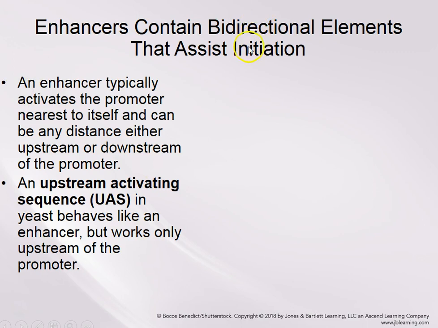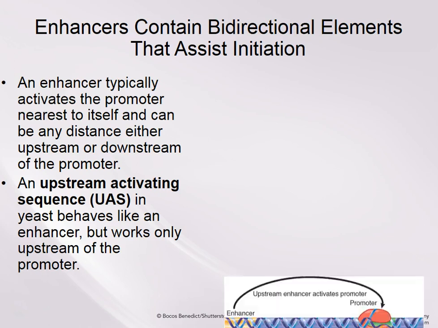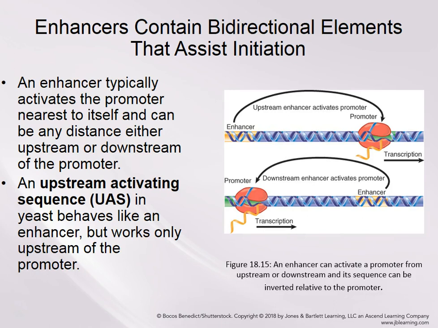And then finally we have these enhancers. So the enhancer, like we talked about a little bit earlier, is really a second type of site that's also involved in transcription, and it typically activates the promoter nearest to itself and can be quite a distance either upstream or even downstream of the promoter. So here is an upstream promoter, or here is a downstream promoter, and this will allow their transcription to go much faster. And the upstream activating sequences, for example, the UAS, is known in yeast to behave as an enhancer, but can only work upstream of the promoter. So you have the promoters here, and then this is an upstream promoter.